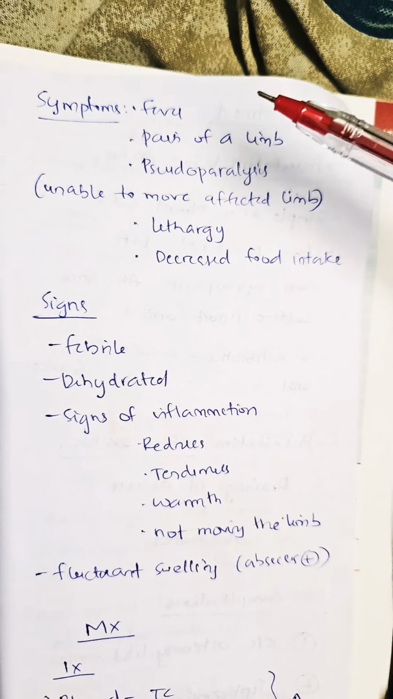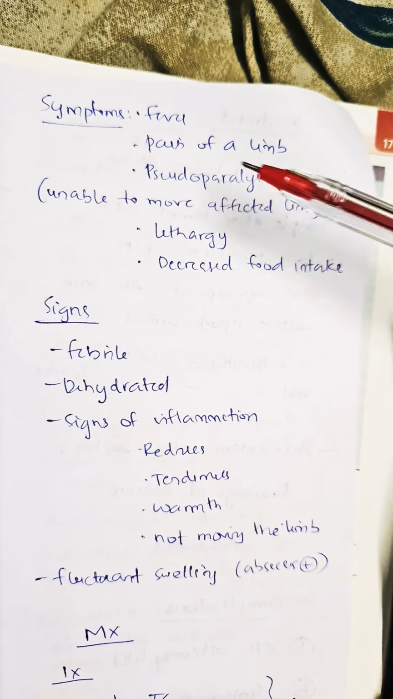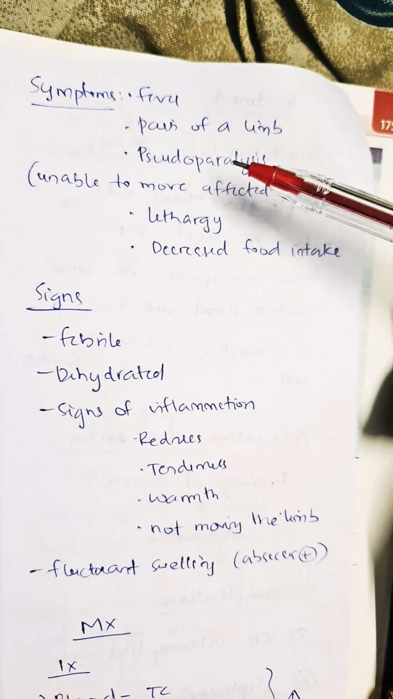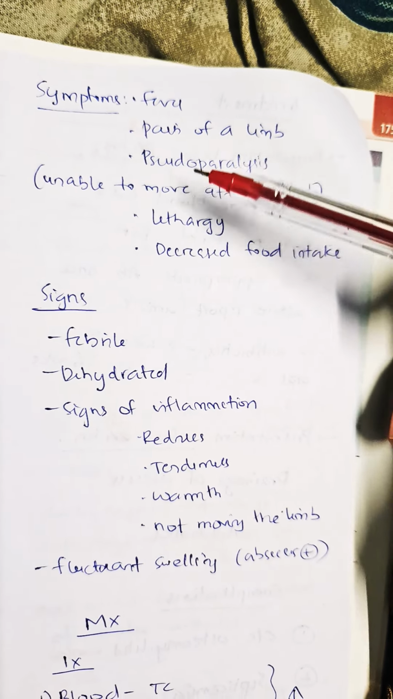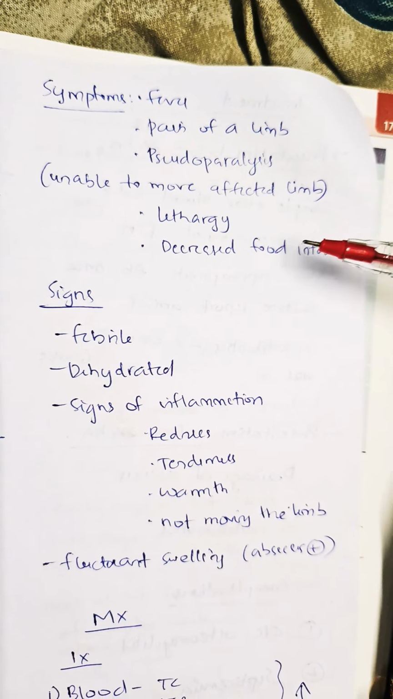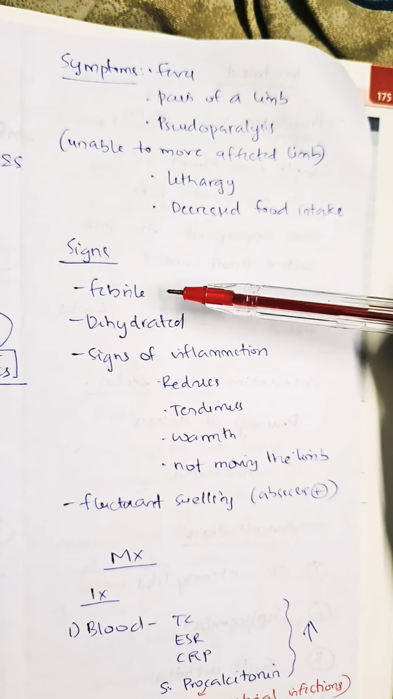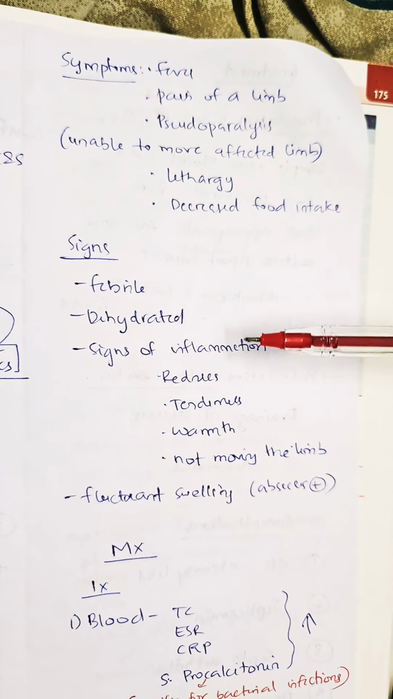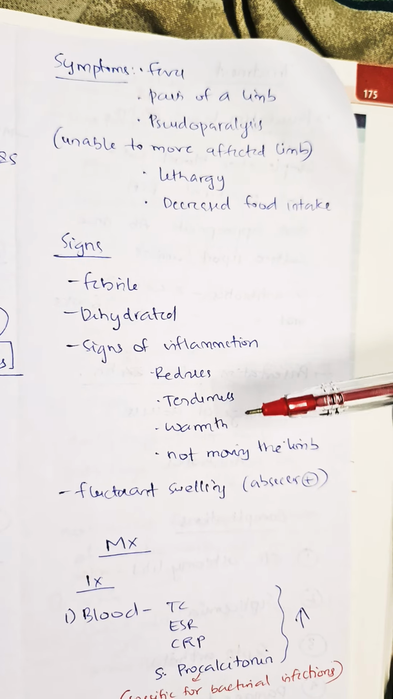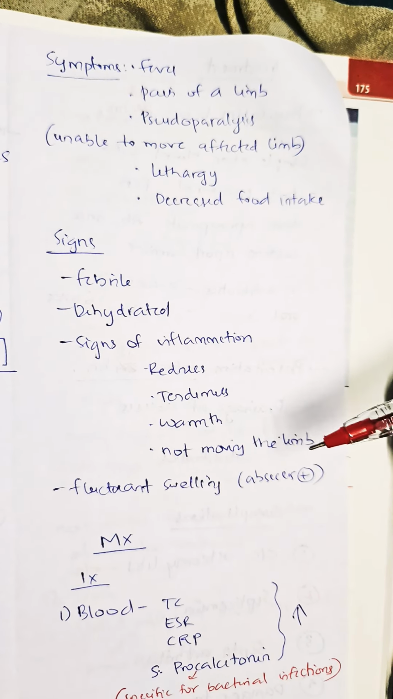Now coming to the symptoms, there can be fever, pain of the limb and pseudo-paralysis can occur. That is, the child will be unable to move the affected limb, the same situation as that of paralysis. Then there can be lethargy and there can be history of decreased food intake. Coming to the signs, the patient will be febrile, dehydrated and there can be signs of inflammation, that is rubor, calor, dolor, pallor, etc. And there can be a fluctuant swelling if abscess is present.